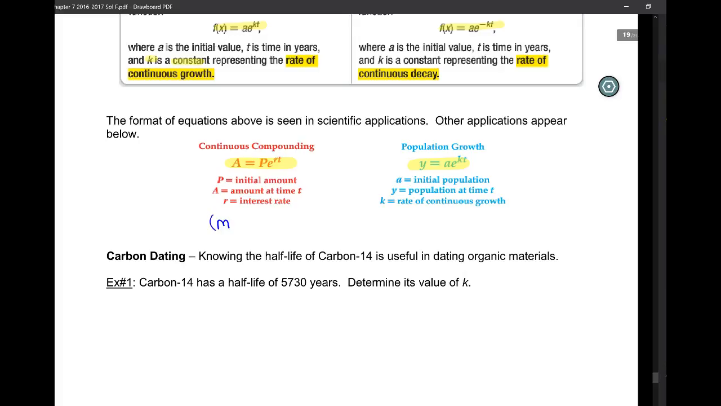So this is money. And this is population growth. Now, it could be anything in terms of population. It could be referring to actual population of people. We'll see later on it could be other types of things that are growing or decaying. But I will say, for now, population. Now, here we have a couple of variables. We have P is the initial amount. So that we always think of, this is what we're starting with.